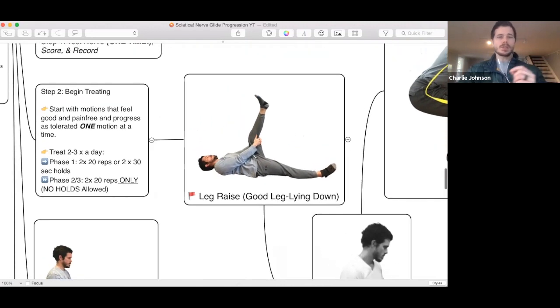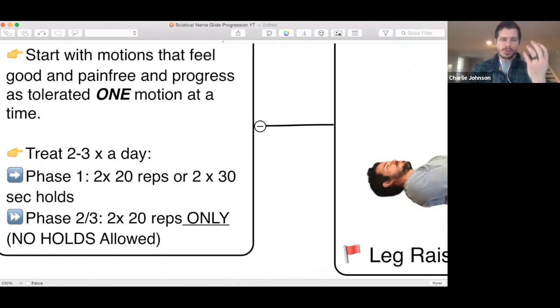So what you want to do is start with motions that feel good and pain-free and progress as tolerated, one motion at a time. When you find a motion or a starting point, you can treat 2 to 3 times a day using that motion as long as, again, it's pain-free. Phase 1, 2 times 20 reps or 2 times 30-second holds. So that's where we're going to start.